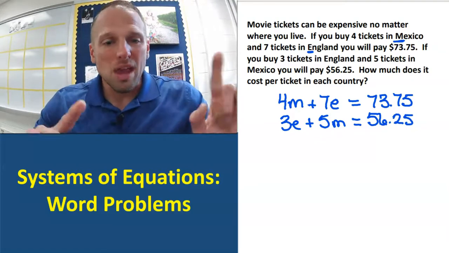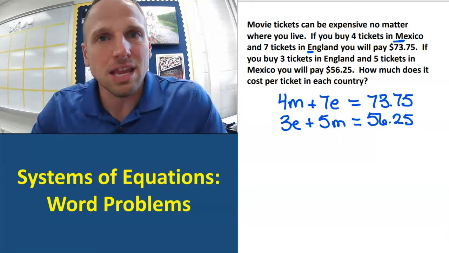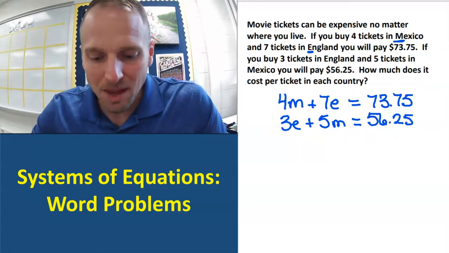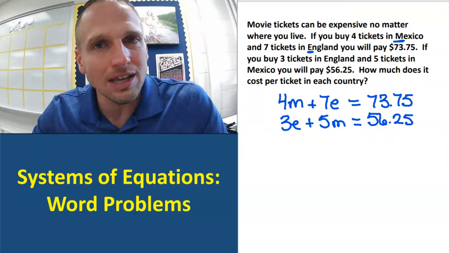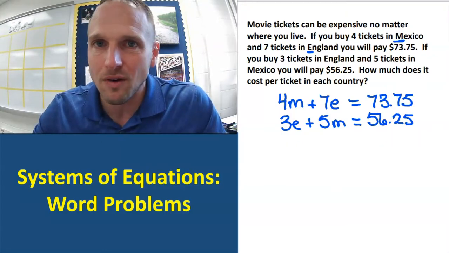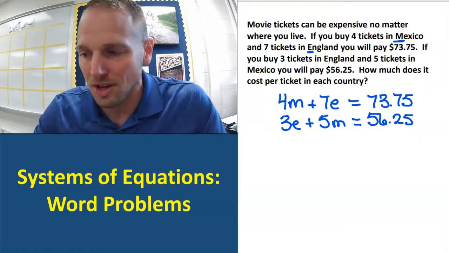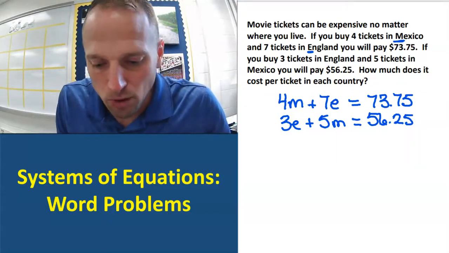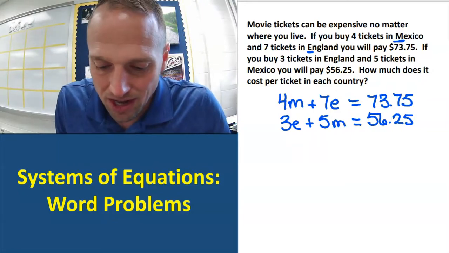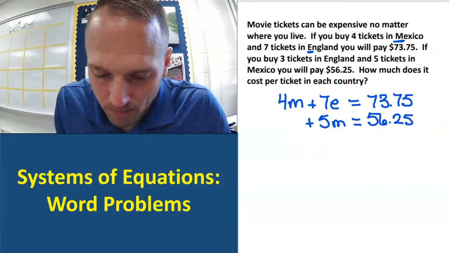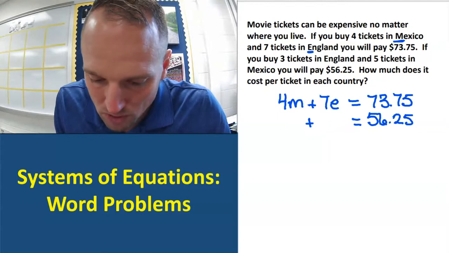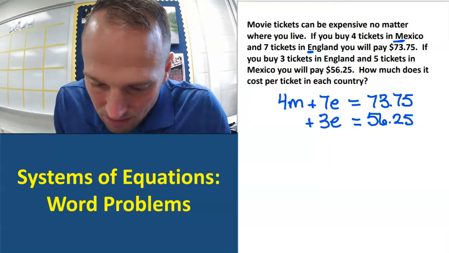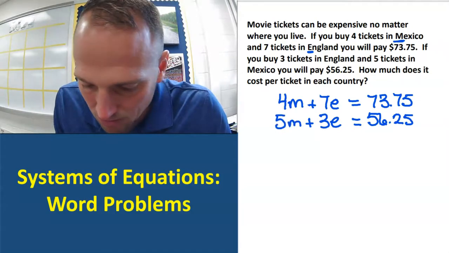Okay, now, maybe you saw me kind of make a mistake when I wrote these down. The mistake that I made was I didn't line up our E's and our M's. Be very careful. This problem is tricky because they give it to you in different orders. I'm going to change that in this second equation. I'm going to put the 3E under the 7E and the 5M under the 4M. So this was 3 tickets in England and 5 tickets in Mexico.